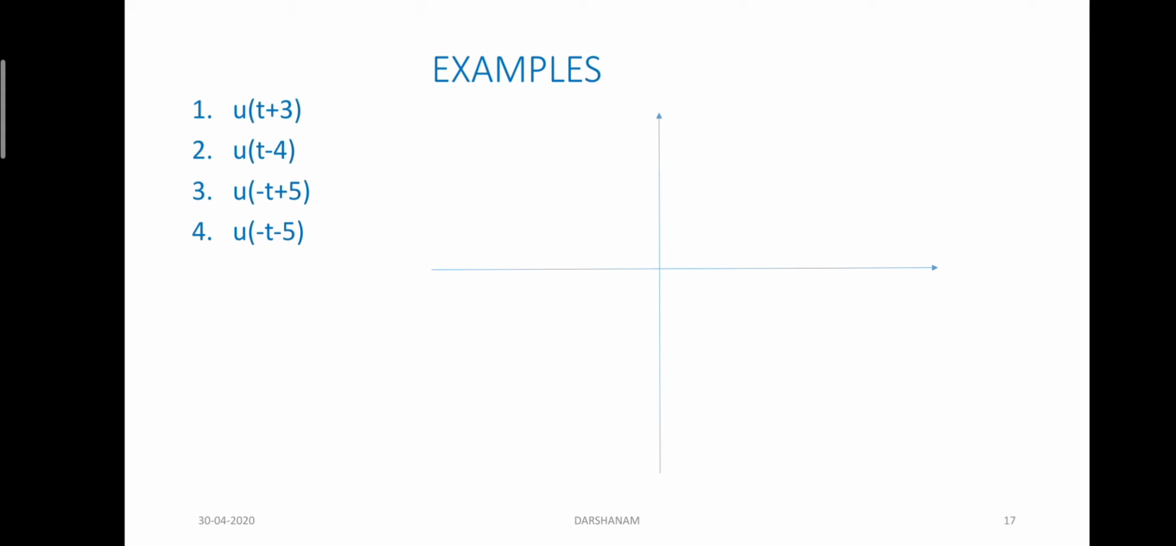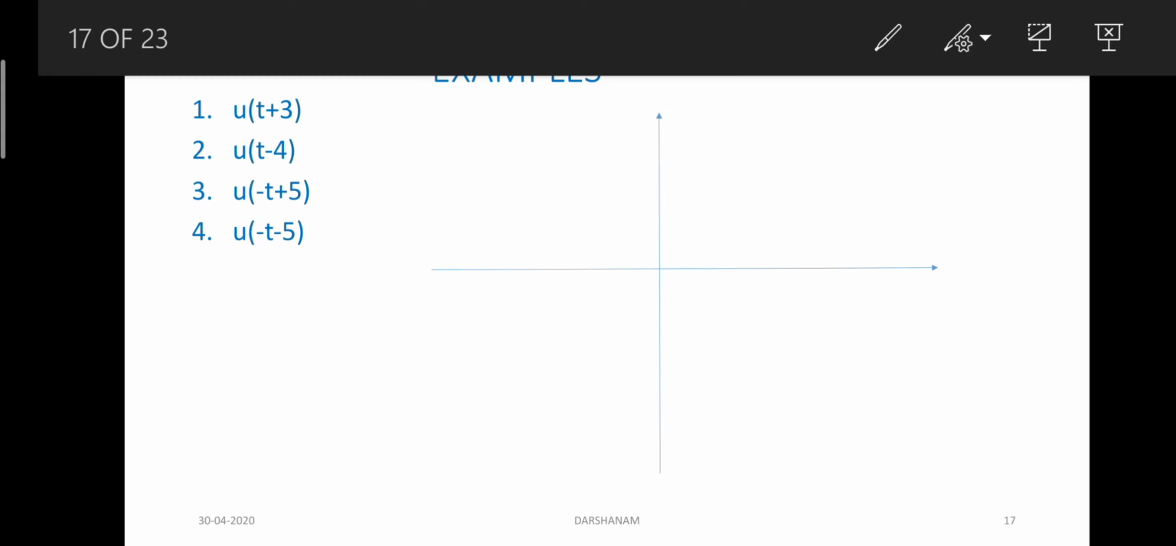That is u of t plus 3. We have to find where the discontinuity will be. For the first one, the discontinuity is at minus 3. For the second case, the discontinuity is at 4. For the third case, the discontinuity is at 5. And for the fifth case, the discontinuity is at minus 5.